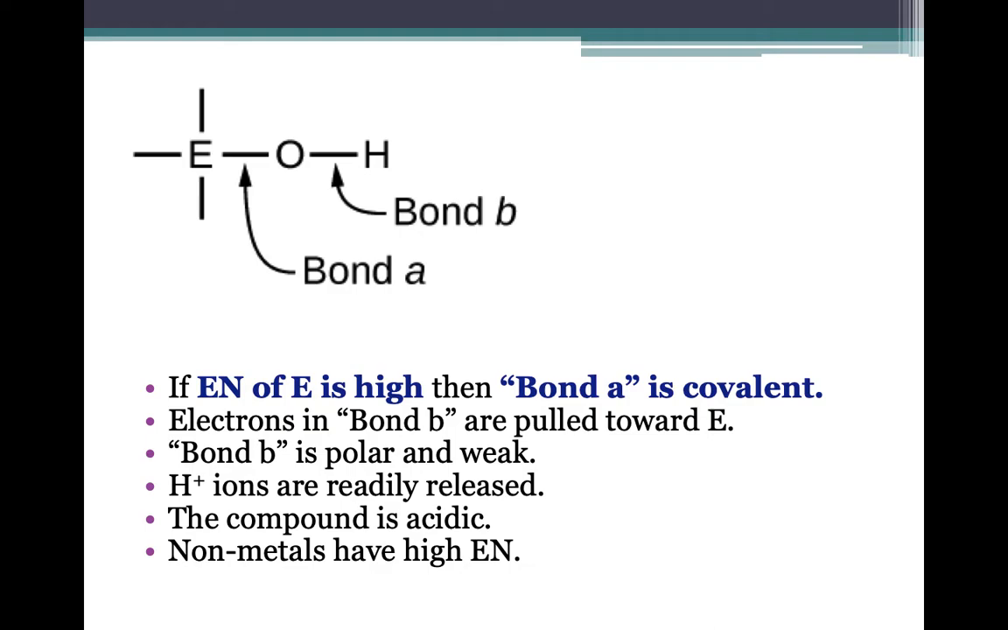If electronegativity of E is high, then bond A is covalent. Now the electrons in bond B are pulled towards the electronegative end of this molecule, which is where E is. And so bond B is polar, it's weaker, and it's easier to break. If it's easier to break, then we can generate hydrogen ions in solution, and so this would be an acidic compound. And these are things that are nonmetals that have relatively high electronegativity values.